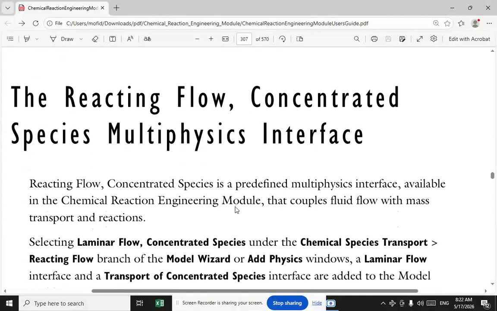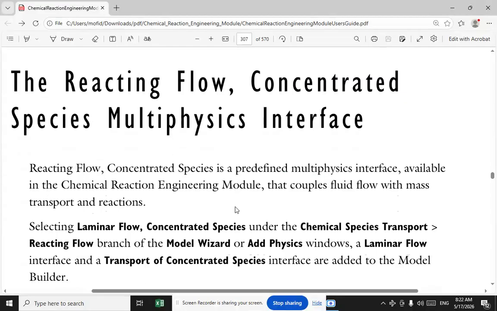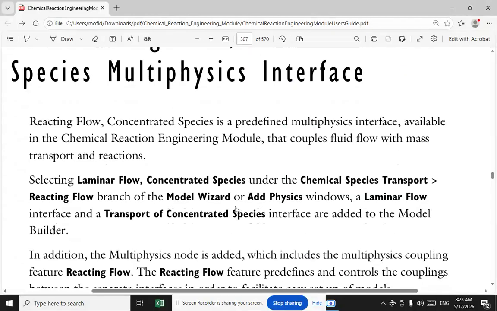Now I want to go through the reacting fluid concentrated species multiphysics interface chapter. Reacting fluid concentrated species is a predefined multiphysics interface available in the chemical reaction engineering module that groups fluid flow with mass transport and reactions.